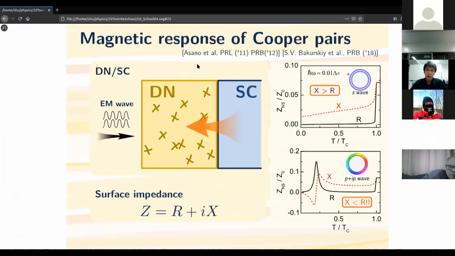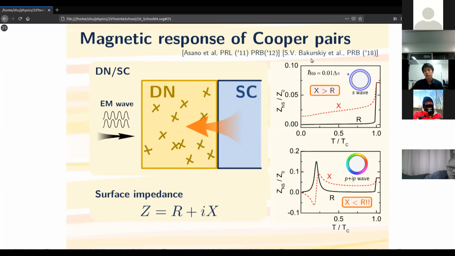In 2011, Asano-san considered this situation where the superconductor is covered by the diffusive normal metal, and the electromagnetic wave is irradiated to the surface of the diffusive normal metal. And they discussed the surface impedance. The surface impedance can be written like this. R is the surface resistance, X is the surface reactance. In this case, the relation between R and X is the only important thing here.